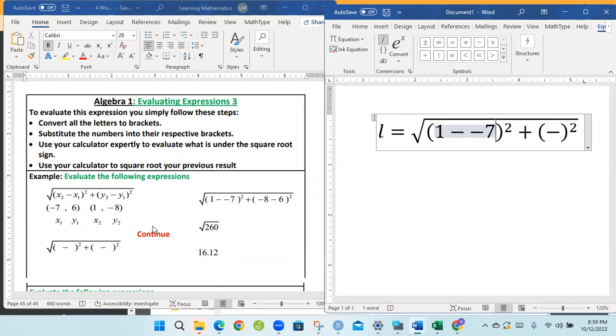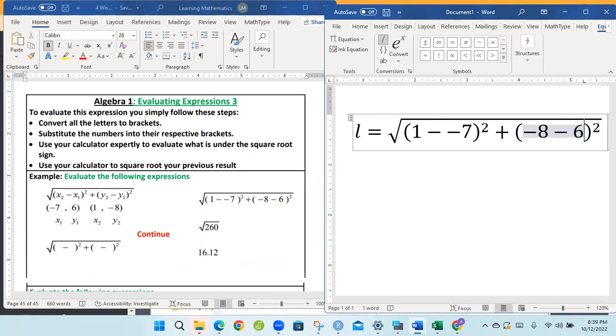y2 is negative 8. So that's the purpose of creating a bracket, because when you're substituting negative numbers, confusion can happen. y1 is 6. So now we're going to evaluate.